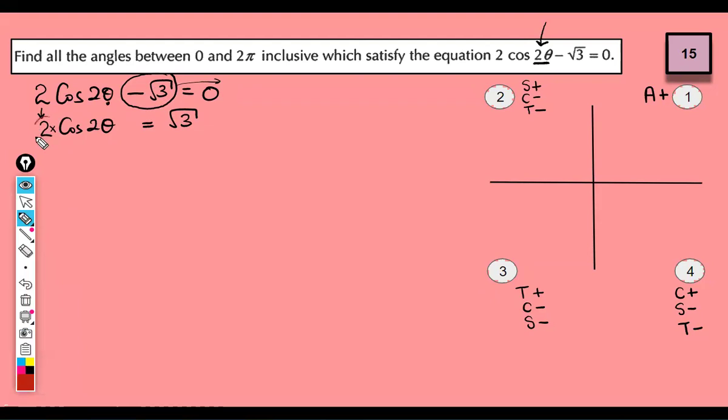When you throw across a multiply, you get what? A divide. It's still too soon to tell whether this is a positive question or a negative question. Who is next to throw across now? Remember, this is what we have here. Cos 2 theta is equal to the square root of 3 divided by 2.